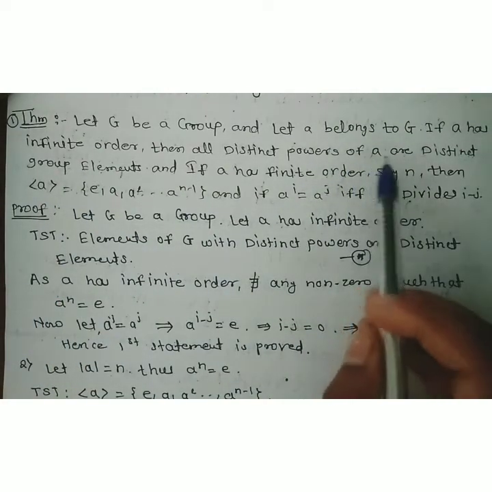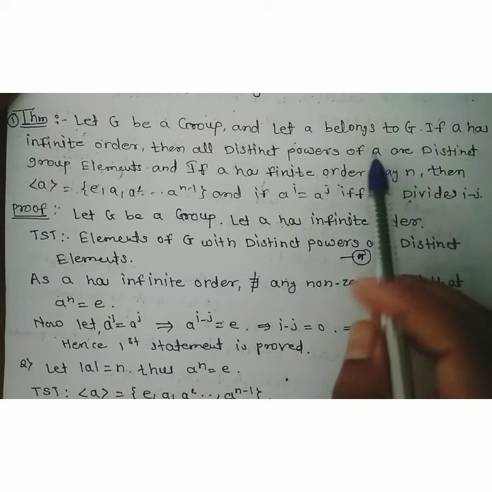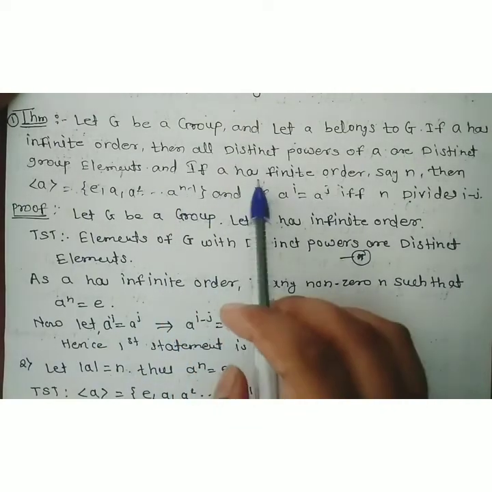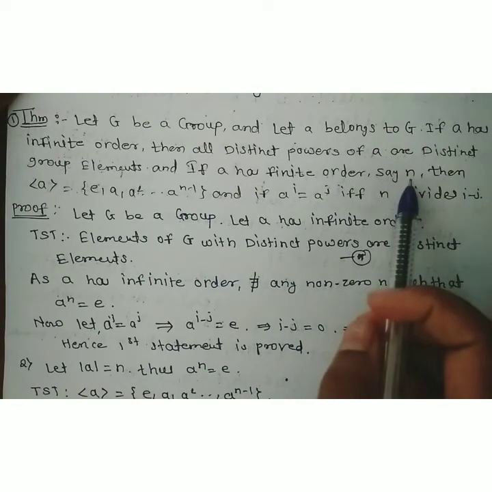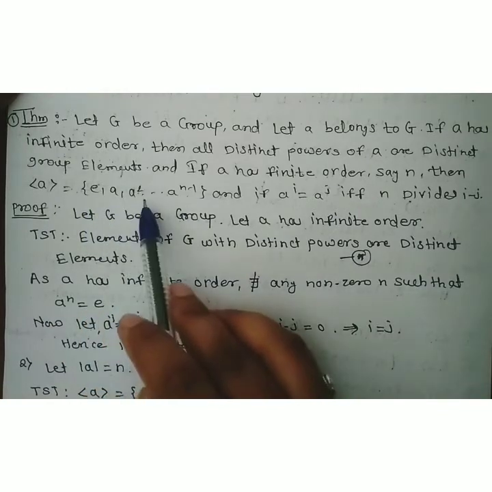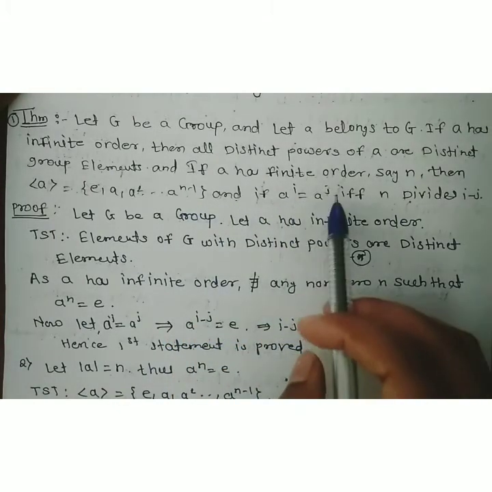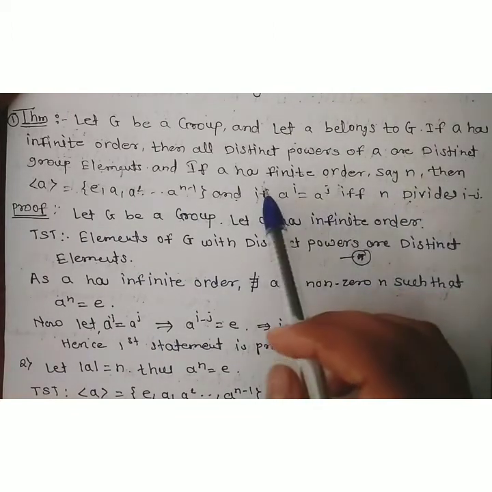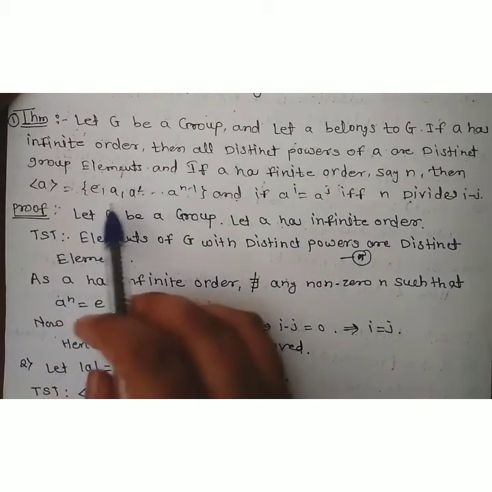That is, we have to show that if we look at any two powers of a, these two elements are distinct elements of that group G. Now, if a has a finite order n, then the set generated by a is equal to {e, a, a squared, up to a to the power n minus 1}, and a to the power i is equal to a to the power j if and only if n divides i minus j.